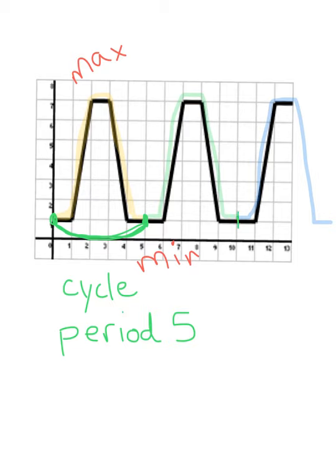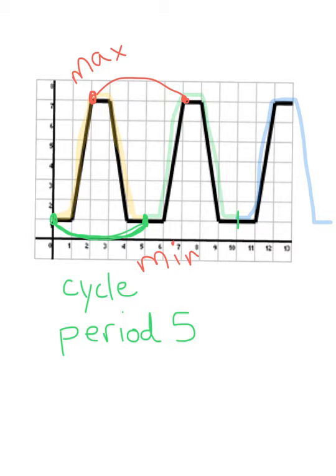Now, you can choose a different starting point if you want to. If you wanted to say it starts right there, and then it starts over again right there, and that would be 1, 2, 3, 4. That'd still be 5 units long.